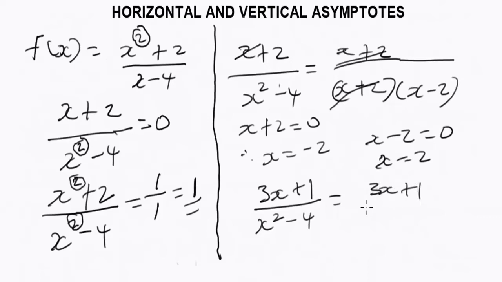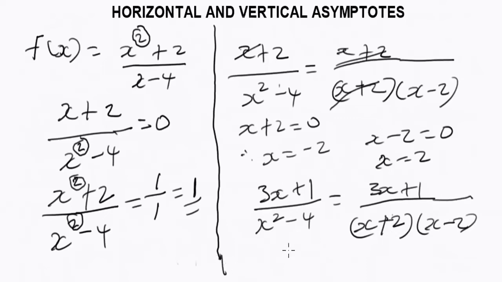Take x plus 1 over x squared minus 4. When you factorize it, you're going to have x plus 2 in bracket, x minus 2. Now, as you can see, there's no common factor to cancel out. In this case, this function, let's say f of x, has two vertical asymptotes, so you equate the respective factors to 0.